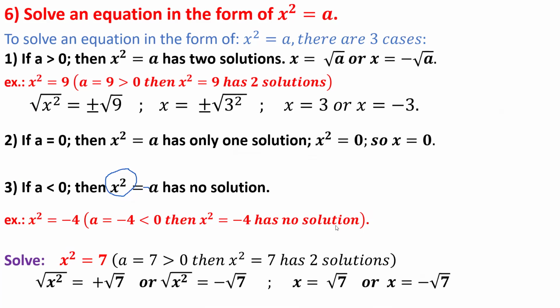Suppose I gave you the equation x squared equals 7. 7 is positive, then I make the square root of both sides. This has 2 solutions. Then radical x squared is equal to radical 7, or radical x squared is equal to minus radical 7. 7 cannot be simplified, so x is equal to radical 7 or x is equal to minus radical 7.